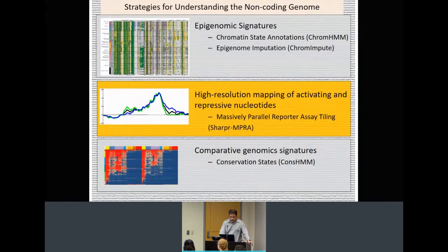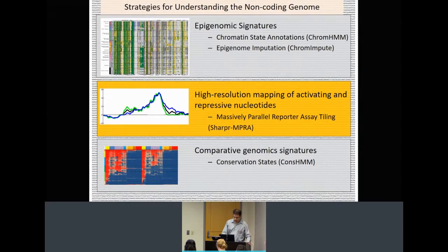So this work was showing how we could use these epigenomic signatures to identify potentially interesting candidate regulatory regions. These enhancer regions in particular could be these distal regulatory regions that are responsible for turning genes on and off, but could be potentially far away from any known gene.